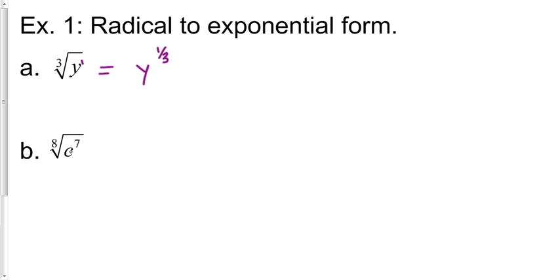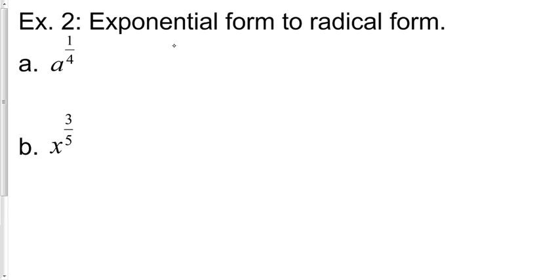But what happens if you've got something like c to the 7th, and then that's under the 8th root sign? Well, this 8 out in front, this index, really represents the denominator of your rational exponent. So your base is c. It's c to the 7th power, but then we're going to divide it by 8. So you've got c to the 7/8 power. Okay, so that's how you go from radical to exponential form.